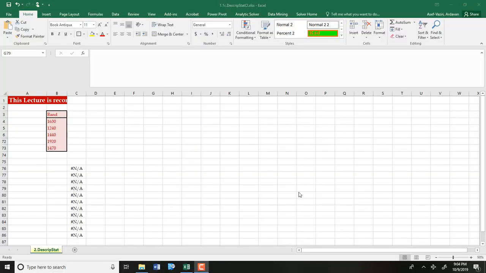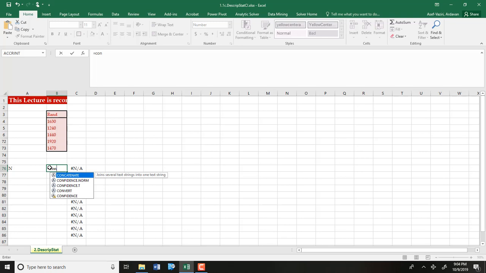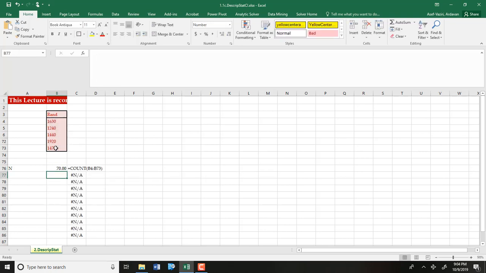In this talk, I'm going to very quickly explain what is point estimate and what is interval estimate. Suppose we have some data. Let me see how many are they. N, sample size, is equal to count: 70. We have 70 pieces of data.